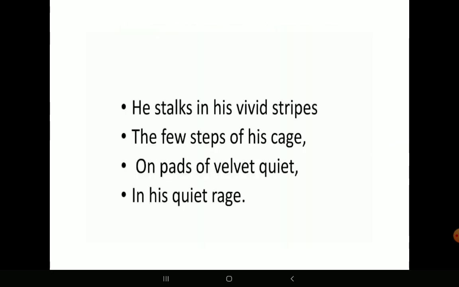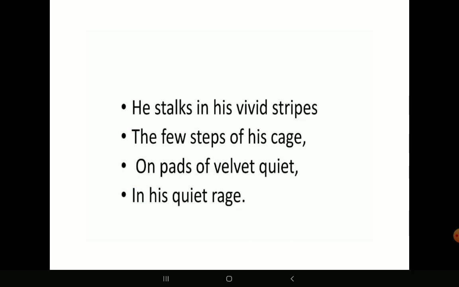These are the first 4 lines of the poem. He stalks in his vivid stripes the few steps of his cage on pads of velvet quiet in his quiet rage. Once you read, I would suggest that if you have a copy of your textbook, please keep it open in front of you along with a dictionary so that you can consult the dictionary for any difficult meaning. For your help, I will also be telling you the same. Yet, consulting a dictionary is always a very good habit.